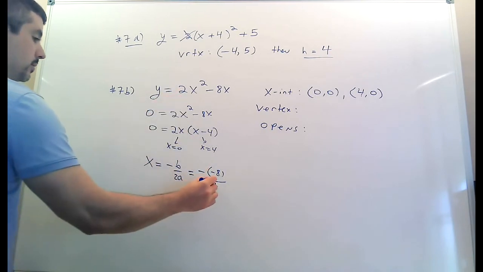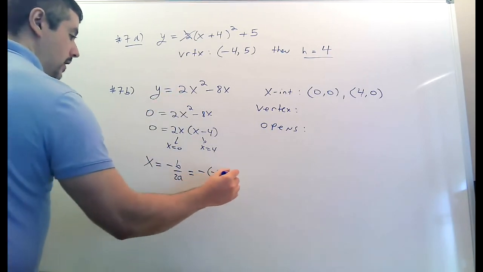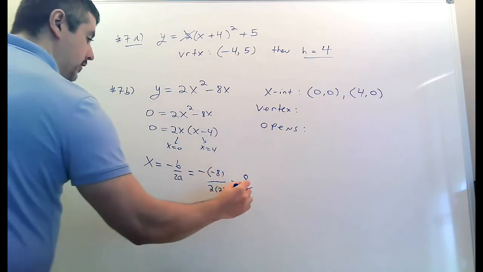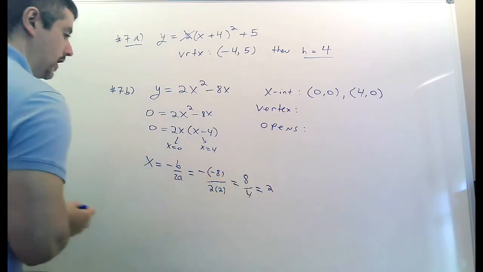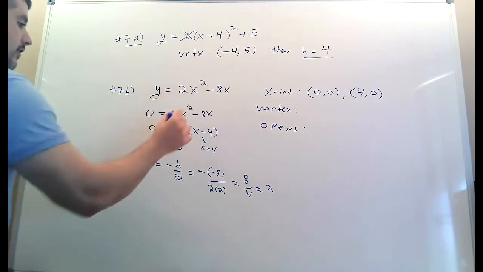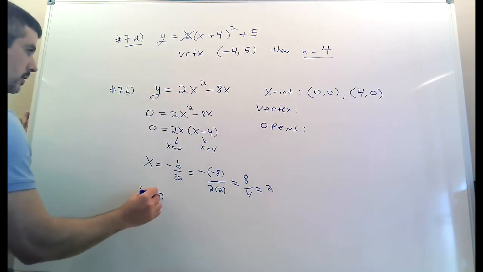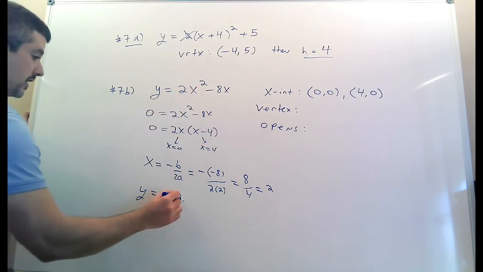The a is 2. That's a +8 on top, and that's a 4 on the bottom. That tells you that x is 2. So now you just have to go back up there and plug in 2. And again, it's a lot of work.